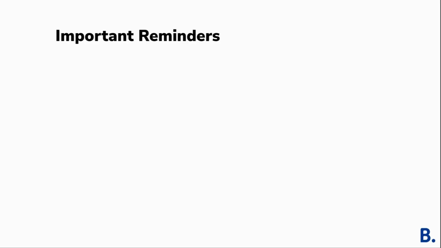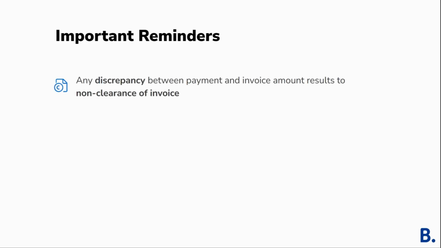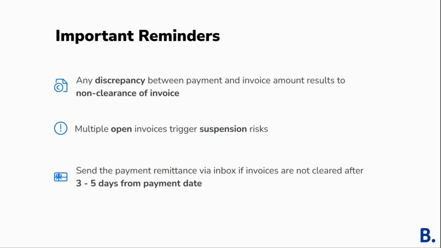Please note these important reminders in regards to your open invoices. Any discrepancy between the payment and invoice amount results in non-clearance of the invoice. Having multiple open invoices may trigger suspension risks for your property's listing. Please send in the payment remittance via the extranet inbox if you notice your invoices are not cleared after 3 to 5 days from the payment date.